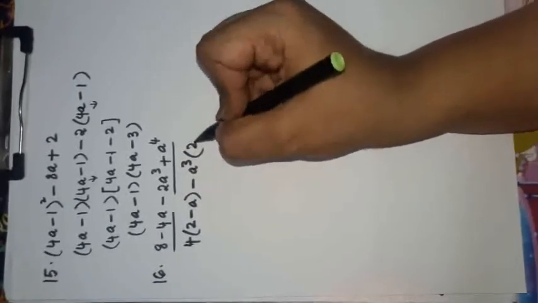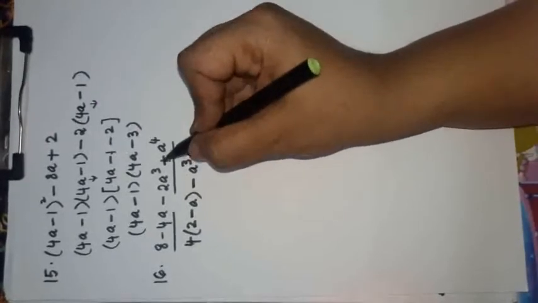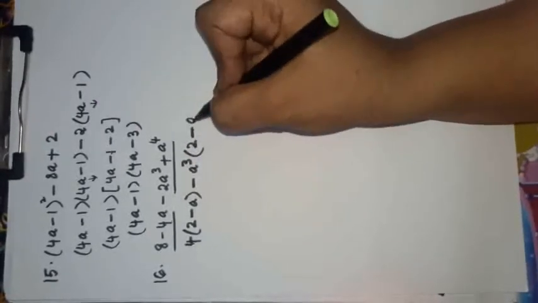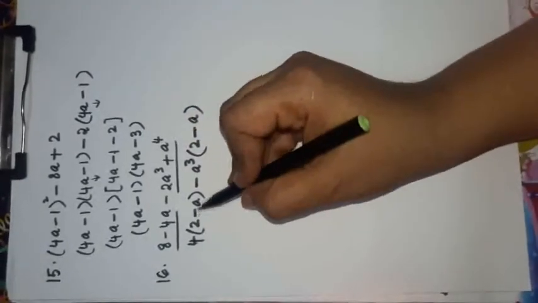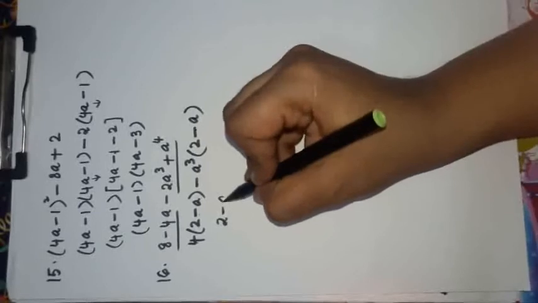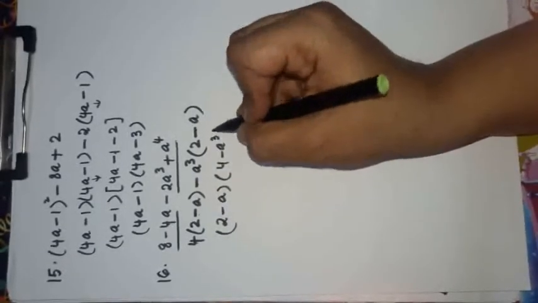Then 2 is remaining. Minus, why minus? Because minus into minus will give you plus. Here a power 4, so only a is remaining because a cube we have already taken from here. So 2 minus a, 2 minus a, which is common. Then what is remaining? 4 minus a cube.